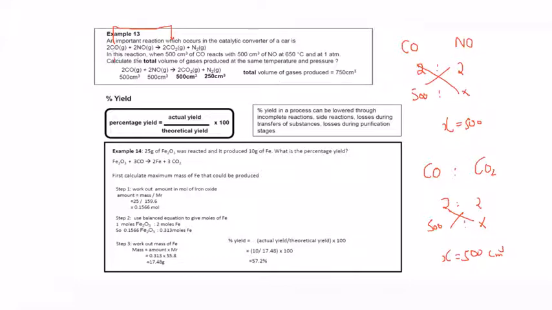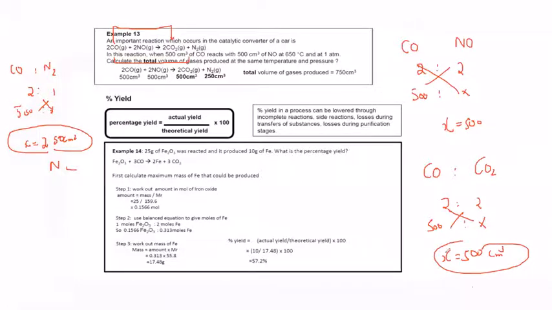And from carbon monoxide, you will find nitrogen. So from carbon monoxide to nitrogen, what is the simplest ratio of the mole? 2:1. Mole ratio and volume ratio will be the same. So if we have 500 cm cube, then this will be X. Cross multiply. So the value of X is equal to 250, half of carbon monoxide. So 250 cm cube of nitrogen is there and 500 cm cube of carbon dioxide is there. What is the total volume of gas produced? 500 plus 250, that will give 750 centimeter cube.